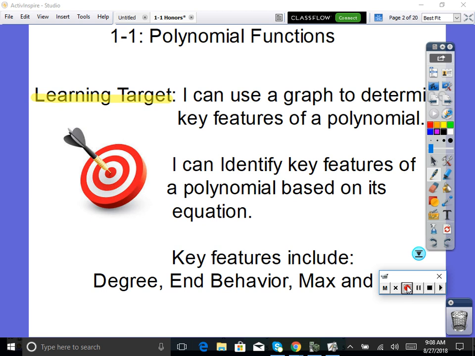Okay, we're going to be able to use a graph to determine key features of a polynomial. We're going to be able to identify key features of a polynomial also based on the equation. So it's graph and the equation. Here are the key factors we're going to be looking at today. We're going to be looking at the degrees, the end behavior, and max and min values.